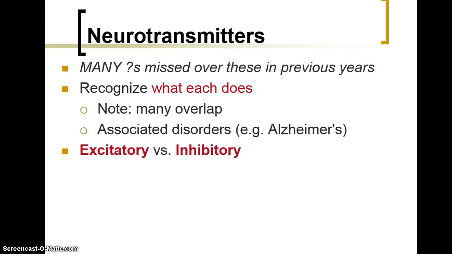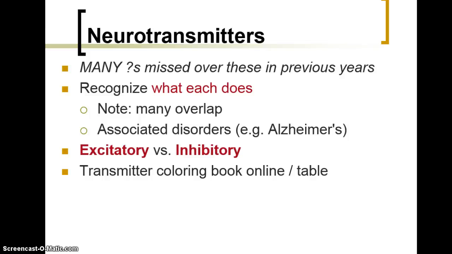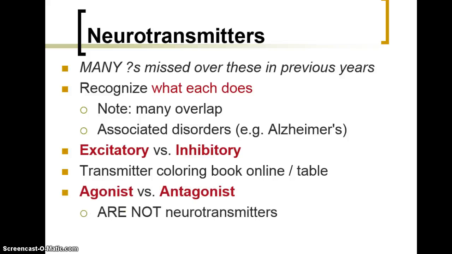Make sure you understand the difference between excitatory and inhibitory neurotransmitters. Excitatory keep the message going, inhibitory are going to stop it. And there was the neurotransmitter coloring book that was not only online, but you also did that in your table groups.